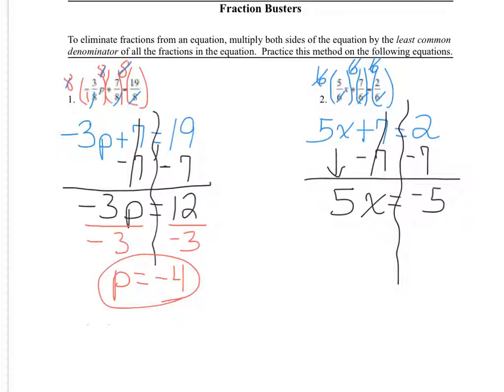Then I'm going to have to get my 5 and my -5 combined. The opposite operation of 5 times x is to divide. So I'm going to divide by 5, divide by 5, and my answer is x is equal to -1. Those are the way to do numbers 1 and 2. When we only had one denominator, they were all the same.